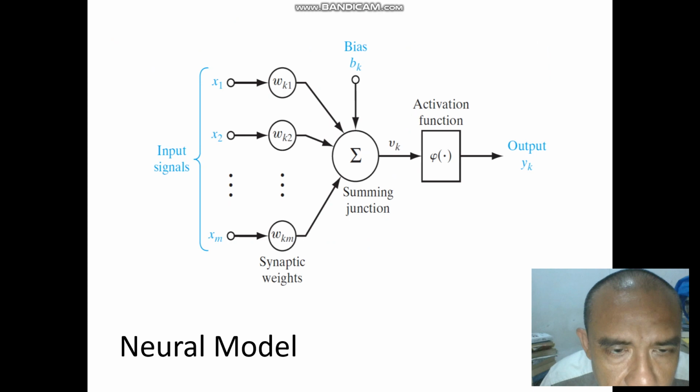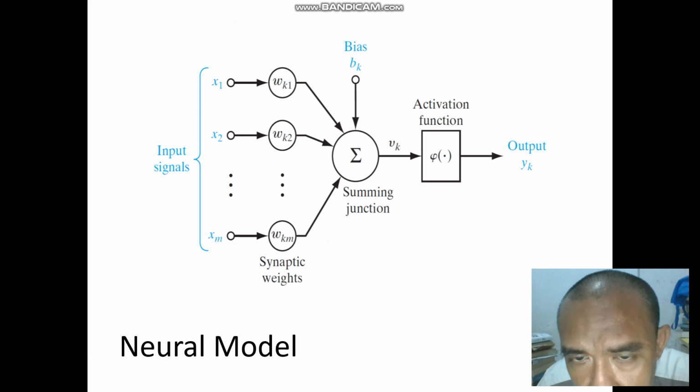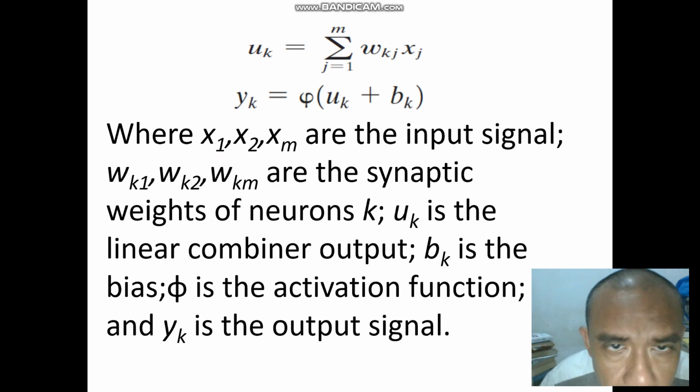Let's put it now: x1 through xn. The row of wk1, wk2, wkm is the synaptic weights, and the sigma with bias bk is the summing junction, followed by the activation function and the output.